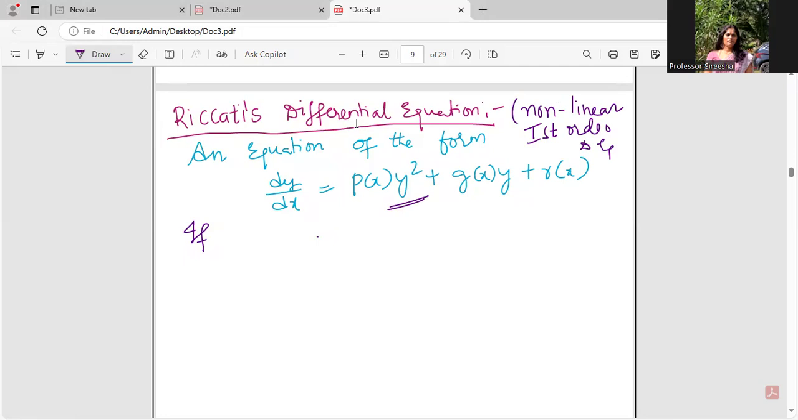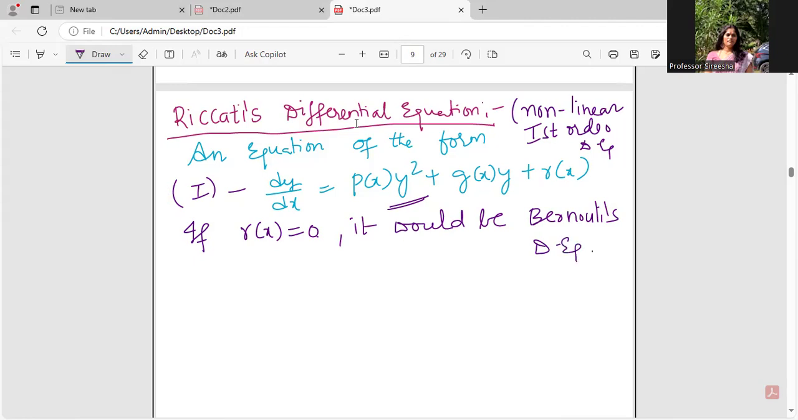Also, in this Riccati differential equation, if you observe, if r of x is taken to be 0, then this equation turns out to be a Bernoulli differential equation. You can clearly see it turns out to be Bernoulli's differential equation, right? So we'll consider the case when r of x is non-zero.